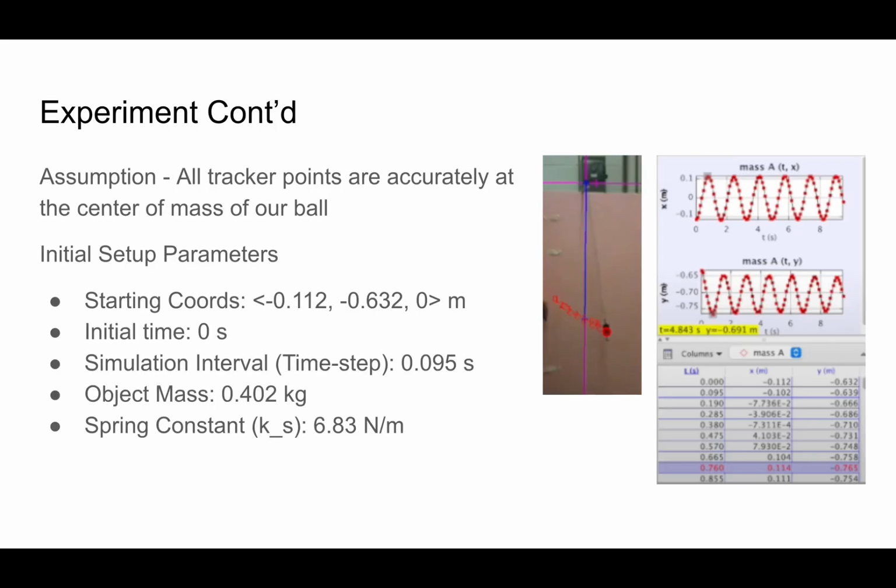To continue building our simulation, we used the initial setup parameters. The mass started at coordinates negative 0.112, negative 0.3632 meters. We also used a time step of 0.095 seconds. The object's mass was 0.402 kg, and the spring constant was 6.83 N/m. We also assumed that the tracking markers were always centered on the mass's center of gravity, and that helped us keep the comparison between simulation and real data as accurate as possible.